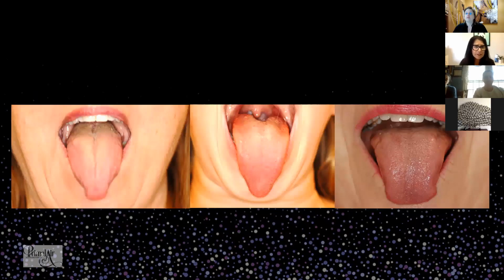So here are 3 different types of tongues and tongue tips. Our first one has a blunted tip, the middle one is pointed, and the last one is flat. We look at the tongue, all the details of what could be going on and what all this means.